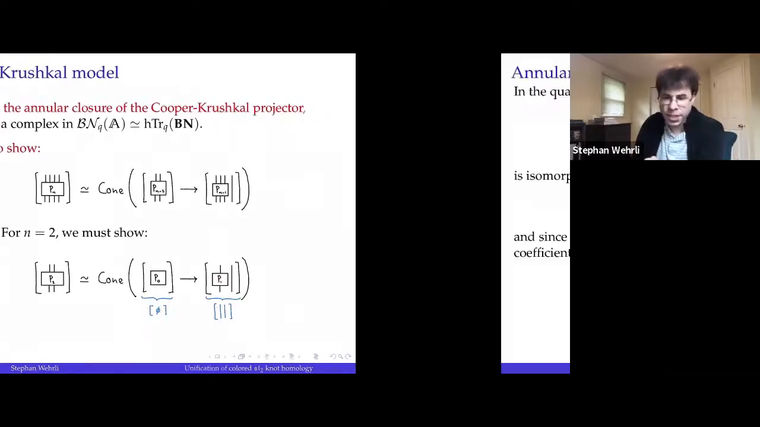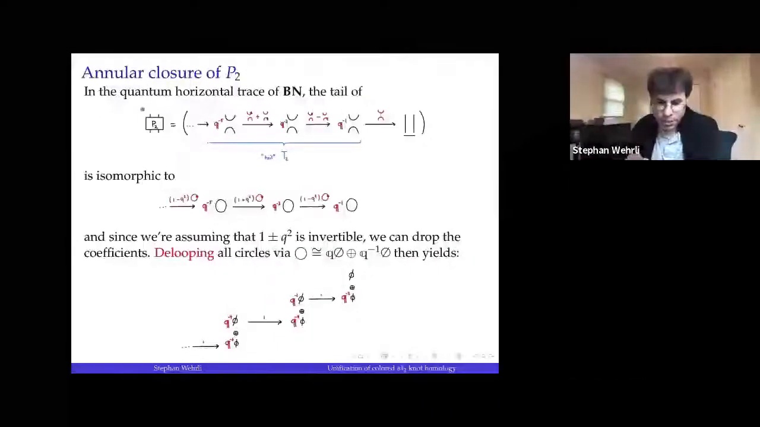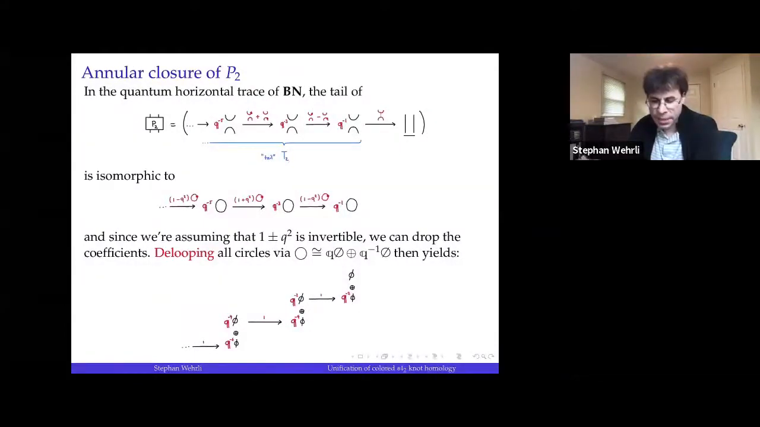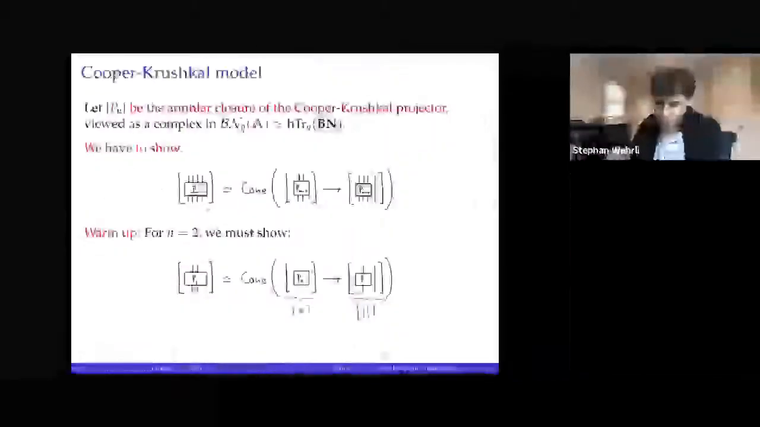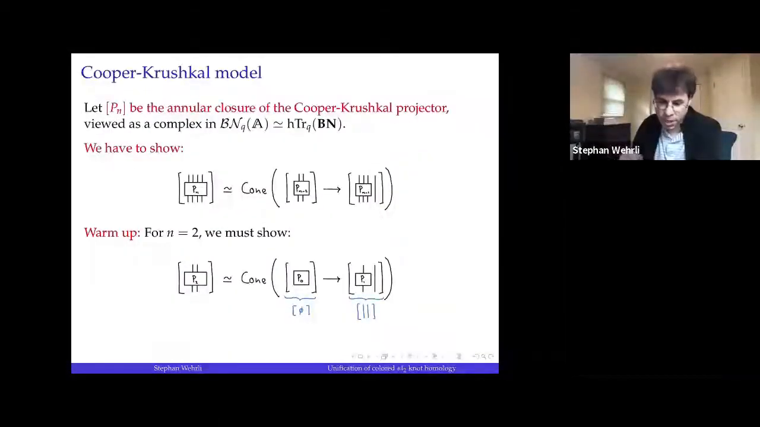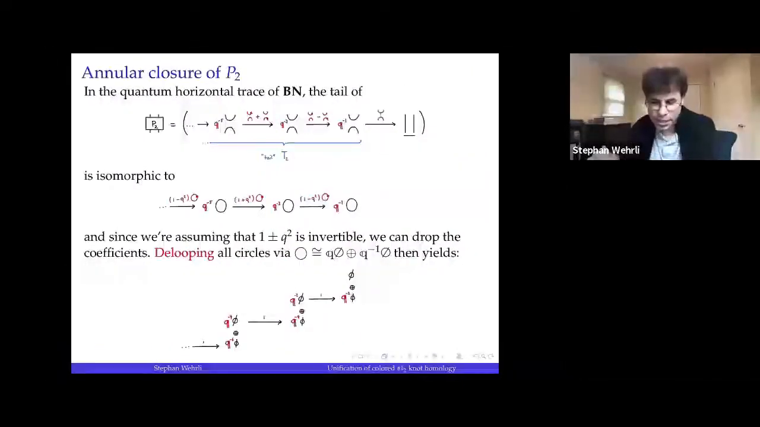And how can we do this? Well, remember that P2 looks like this here. And now we see that over here, we already have an identity tangle with two strands. So this corresponds to this term here. So we already have this term. So to prove that P2 has this description, we have to show that after taking the closure, this whole term just becomes homotopic to a single copy of the empty tangle. And how can we do this? Well, we're now taking the closure, so we're in the quantum horizontal trace. So we can move this top piece to the bottom. And then we get an isomorphic complex in which these pieces become circles.